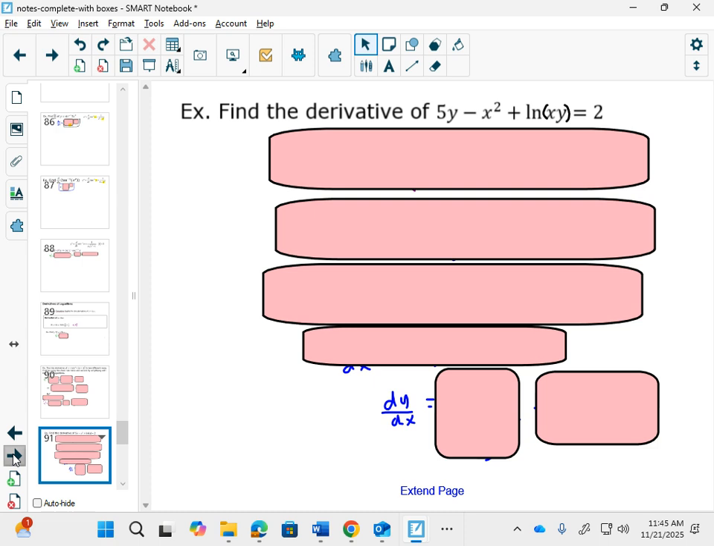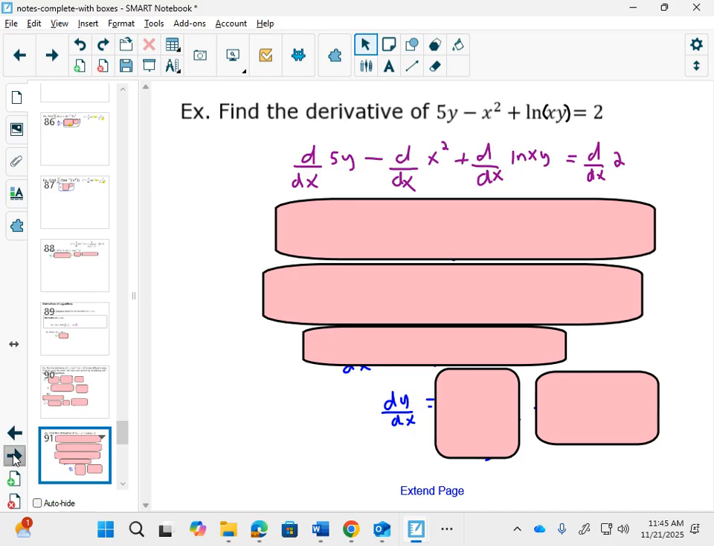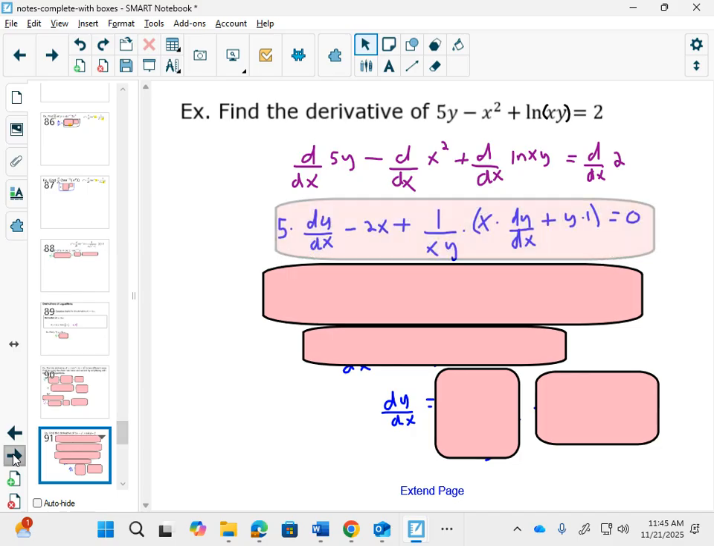Find the derivative, and we have y's all over the place. That means this is going to be implicit differentiation. So we take d dx of everything. Do your derivatives like normal, but if you were doing a derivative with something with a y, then we add a dy dx, or a y prime. So here, derivative of 5y would be 5, but add the dy dx. The derivative of x squared, that's easy, that's just 2x.